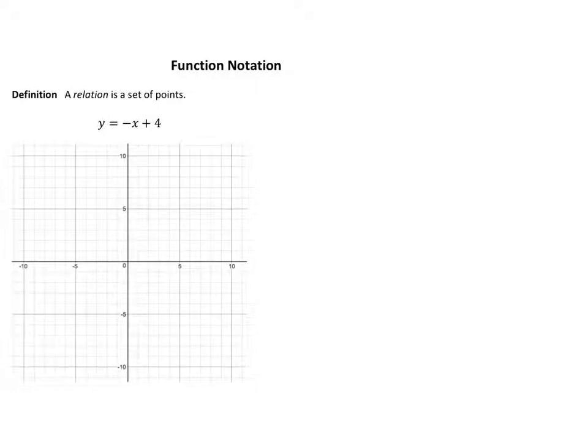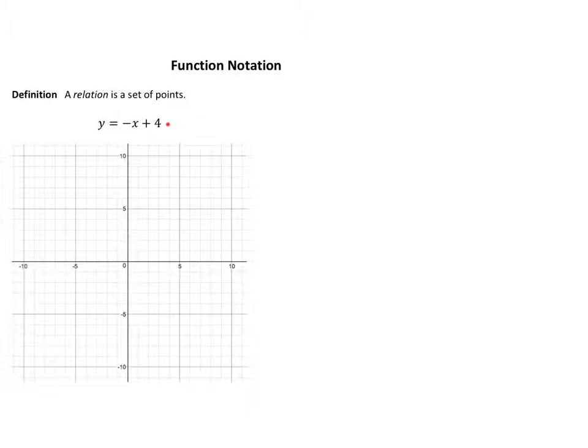I'd like to introduce some new definitions and notation based upon things that we already know. Like here we have this equation y equals negative x plus 4. But also, we could call this a relation. The term relation means you're relating an x to a y, and when you look at its graph, it gives you a collection of points.